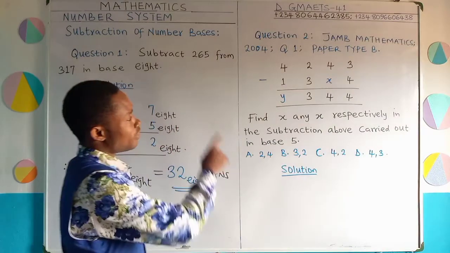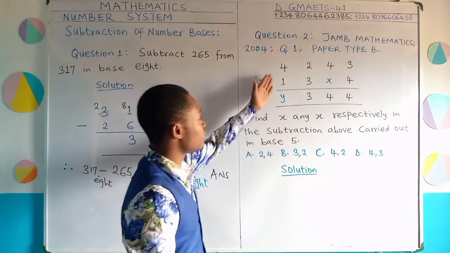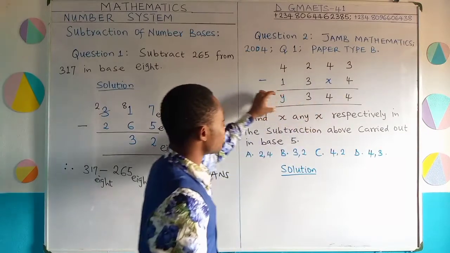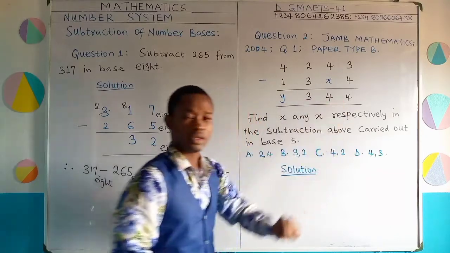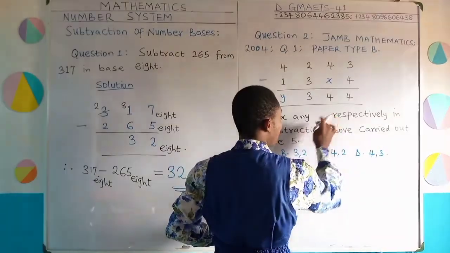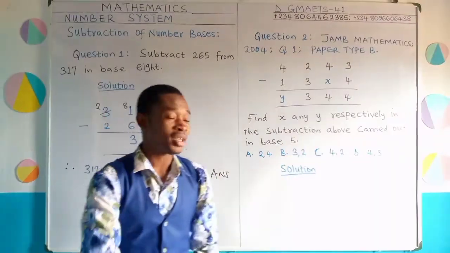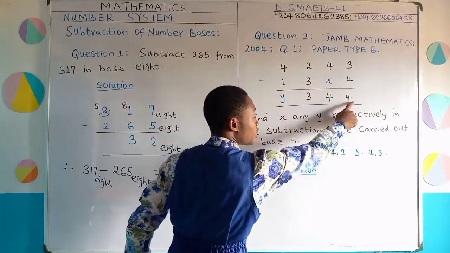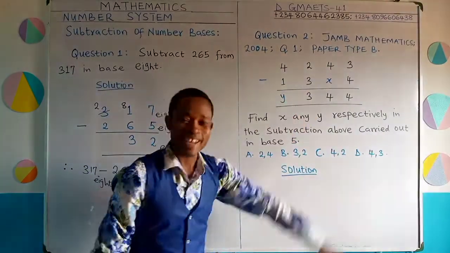Are you ready? So this is JAMB Mathematics 2004, question number 1, paper type B. The question we're given is this: 4243 minus 13x4, and the answer is expected to give us y344. The question now requires that we find x and y. Find x and y respectively in the subtraction above, carried out in base 5. So this subtraction is done in base what? 5. Now we don't know x, we don't know y. That is what we are asked to find.